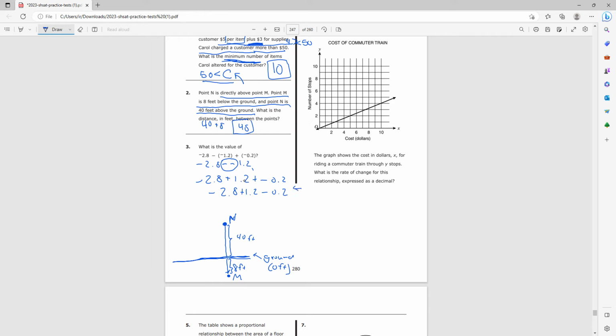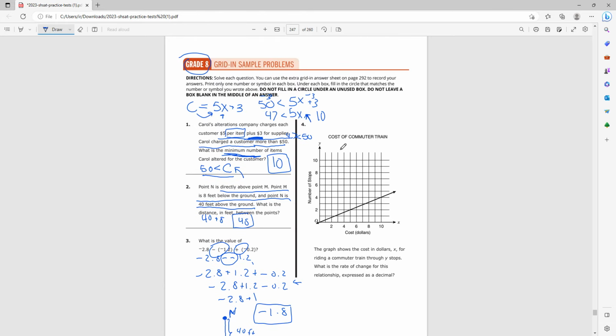What's 1.2 minus 0.2? It's 1. So now you're left with negative 2.8 plus 1, and that's equal to negative 1.8. That's our answer. So be careful. Pay attention to the signs, and to avoid confusion and silly mistakes, I would just rewrite it with the correct signs and then evaluate it.